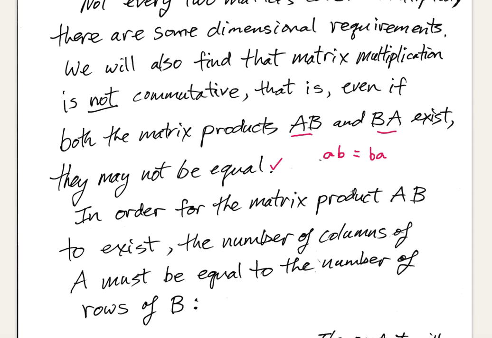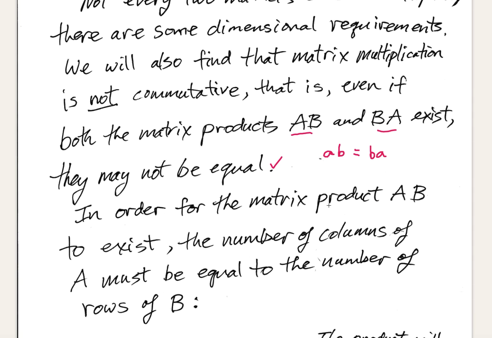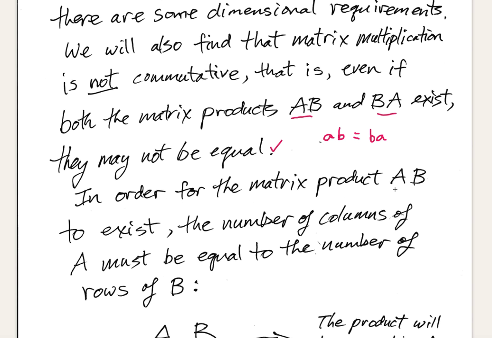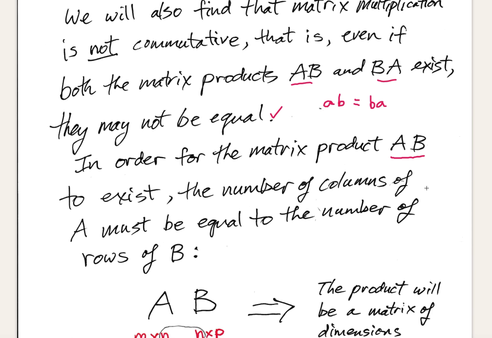Now, here's the dimensional condition for the matrix product to exist. Okay, now, order is important. That's what I'm saying above here when you're talking about multiplying matrices. Order is important. So here I've got A on the left and B on the right. In order for the matrix product AB to exist, the number of columns of A must equal the number of rows of B. This is a necessary and sufficient condition for the product A times B to exist.